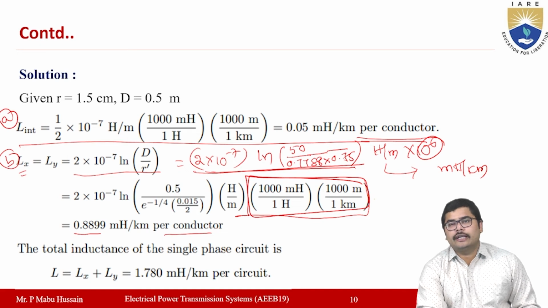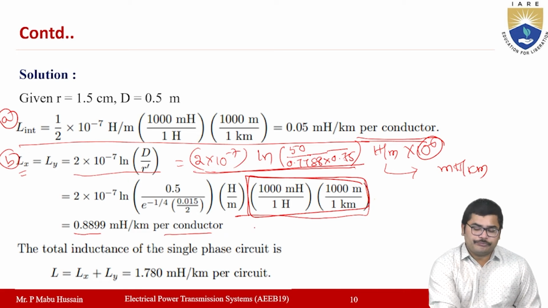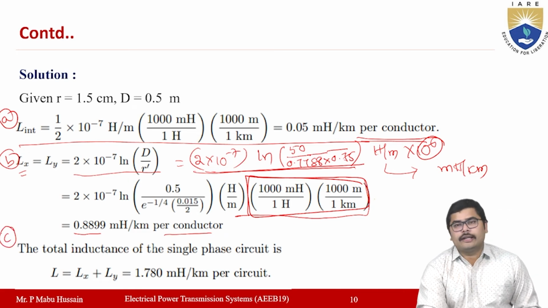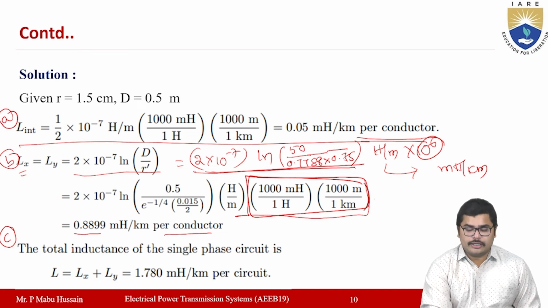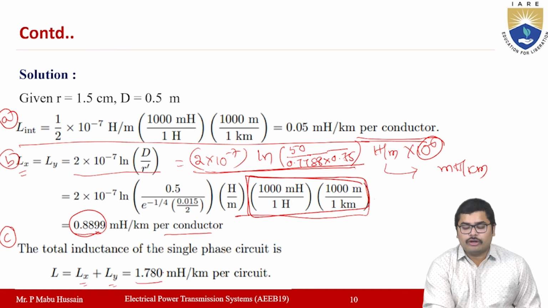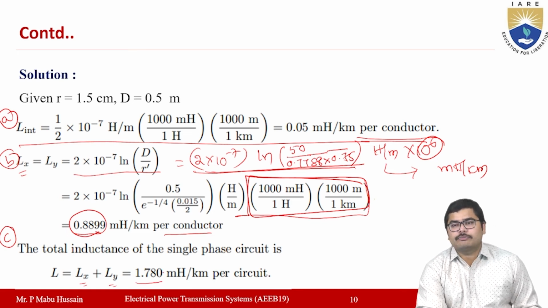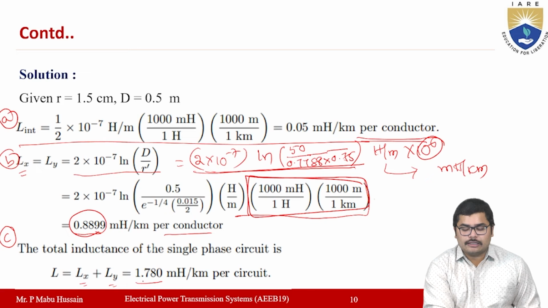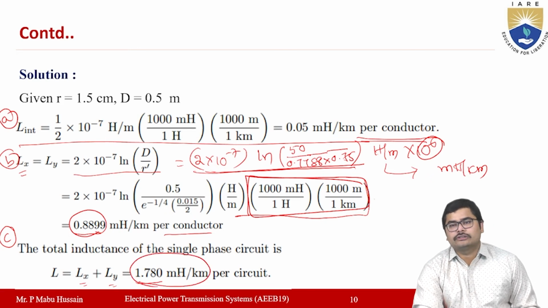Once you know the inductance of conductor 1 and conductor 2 by considering both internal flux as well as external flux, then you can determine the total inductance. The total inductance of the single phase circuit will be the sum of the inductances of the two conductors. So L is equal to Lx plus Ly. The value for total inductance will be 2 times 0.8899, so you get 1.780 millihenries per kilometer. This is the total inductance of your single phase line. This inductance you can also call a loop inductance.